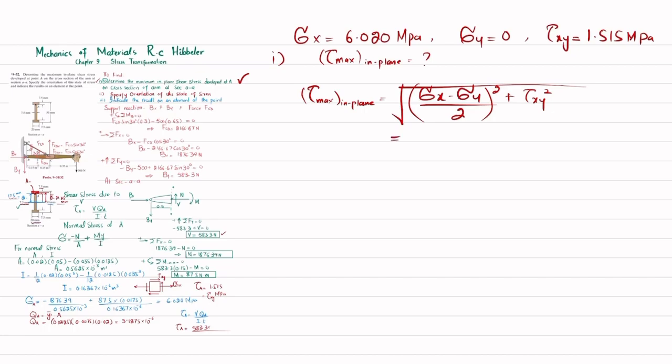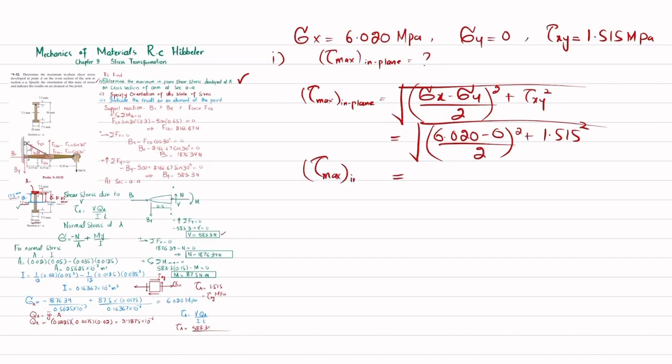So put the value: 6.020 minus 0 divided by 2, whole square, plus tau of xy, which is 1.151, square, all under the root. When you solve this, the maximum in-plane shear stress comes out to be 3.37 megapascal. So this is the answer of our first part.